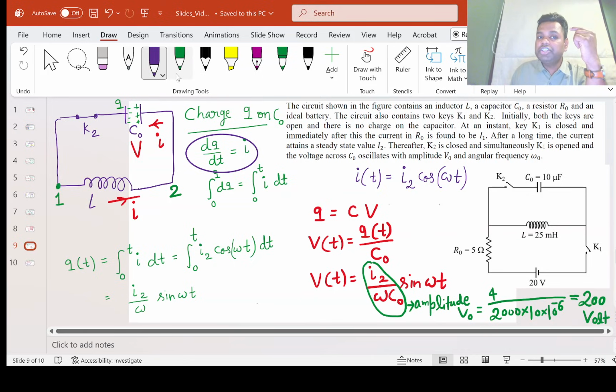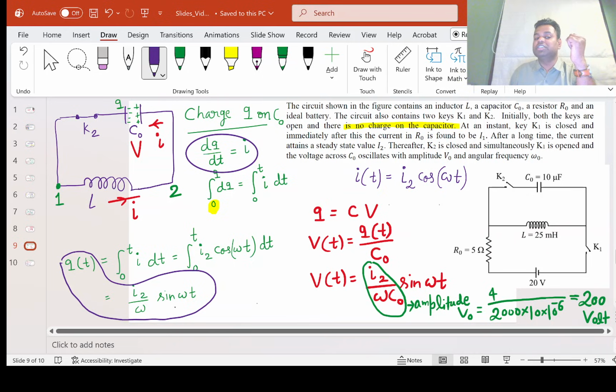And we know initially there is no charge on the capacitor. So q, the charge at time 0, is 0, right? So if we integrate that, we do the integration, you will get that the charge over time is I2 by omega sine omega t. So the charge on the capacitor plates is also fluctuating, right? It is a harmonic function.